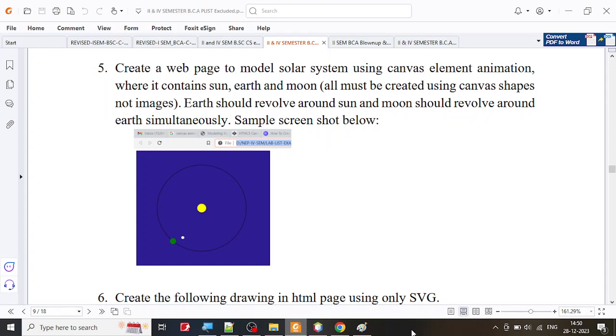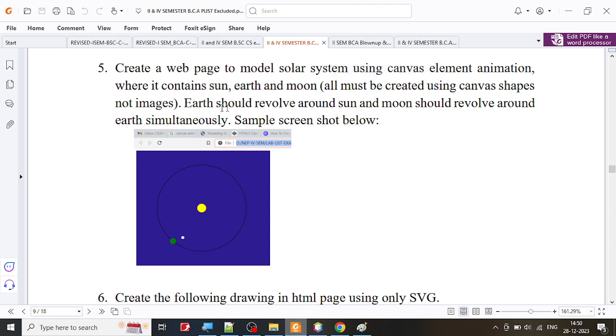Let us try to solve problem number 5 in part A of the CMA lab. The problem is as follows. We are supposed to create a web page that is going to model the solar system, and all of it has to be done using the canvas element. The solar system must contain sun, earth, and moon.